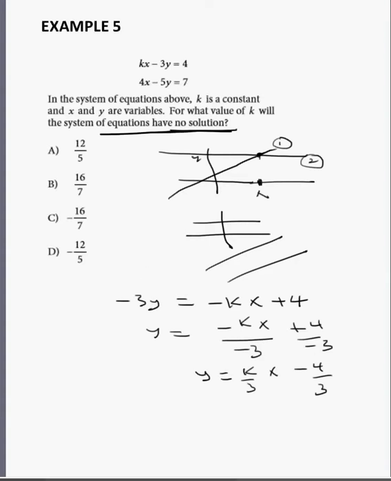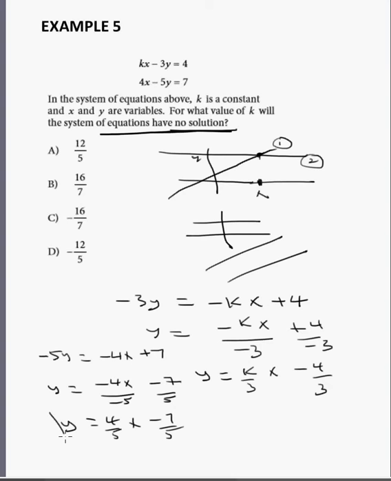Now, how about the second one? The second one, I come back here, I will say minus 5y is equal to minus 4x plus 7. And therefore, y is equal to minus 4x over minus 5 minus 7 over 5, right? Which happens to be equal to 4 over 5 x minus 7 over 5. That is my second y. So I have this equation here, and I have this equation here, and I have to compare.